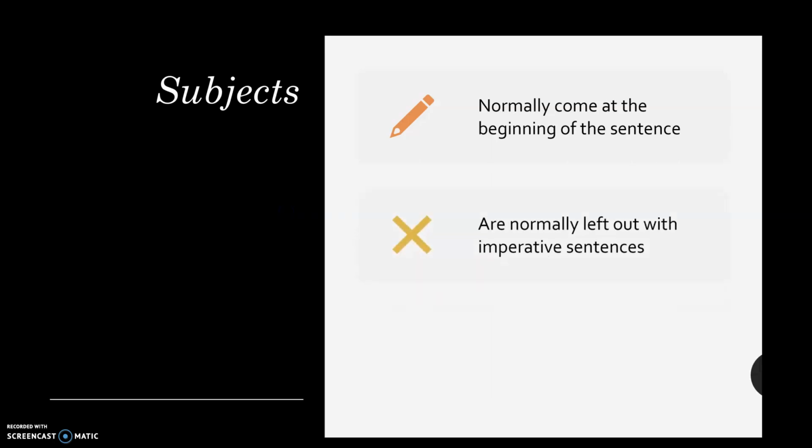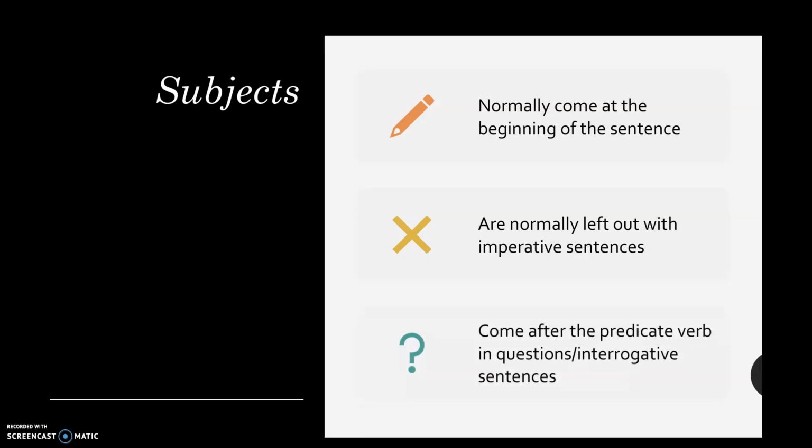Subjects are normally left out of imperative sentences, so you take out the trash, we wouldn't say the you part, we would just say take out the trash. And they tend to come after the predicate verb in questions or interrogative sentences. That is the exception to the subjects come at the beginning rule. But even then, they should come right after the verb.